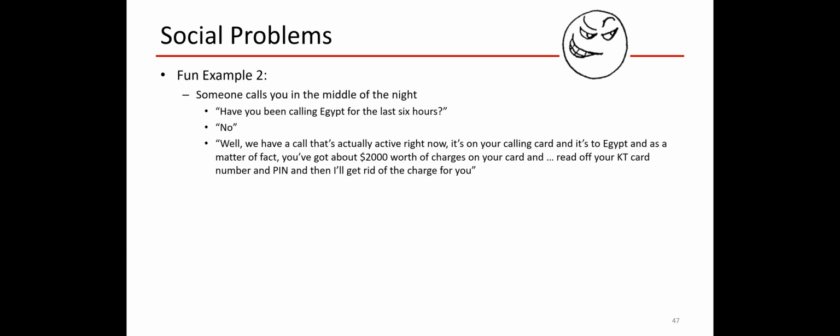Example 2. Someone calls in the middle of the night. Have you been calling Egypt for the last 6 hours? Oh, I can say, oh no. Then, well, we have a call that is actually active right now. It's on your calling card, and it's to Egypt. And as a matter of fact, you've got 2,000 worth of charges on your credit card. Then read off your KT card number and PIN, then I will get rid of it. This is a very plain, very famous attack by using a human.